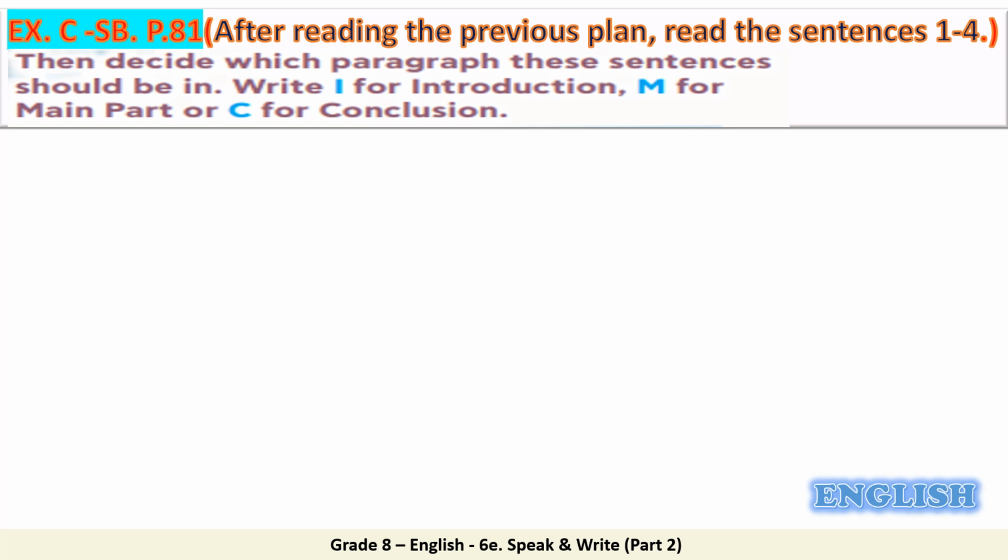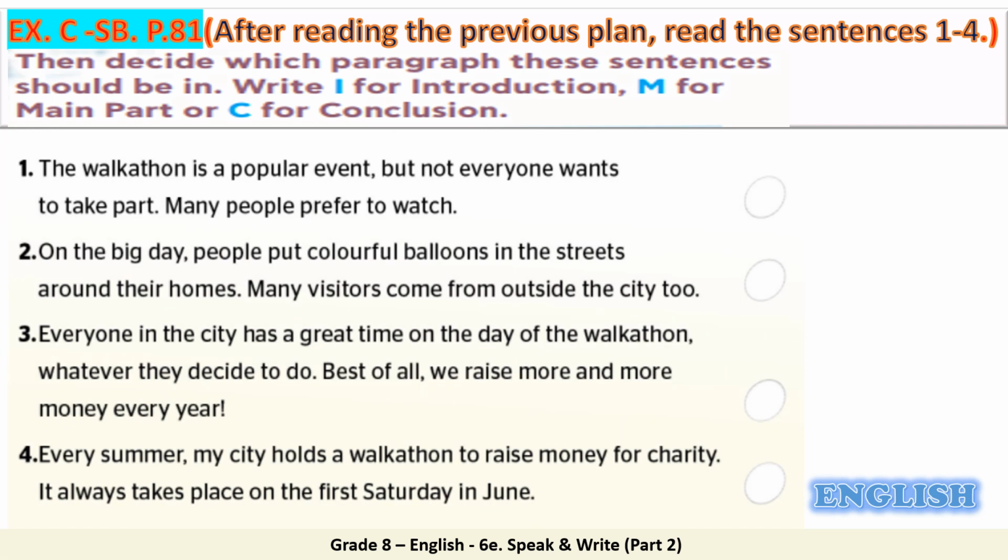Now let's move to exercise C, student book page 81. After reading the previous plan, read the sentences 1 to 4 carefully. Then decide which paragraph these sentences should be in. Write I for the introduction, M for the main part, or C for the conclusion. Just as usual, take your time, do the activity. Once you're done, you can check your answers with your teacher.